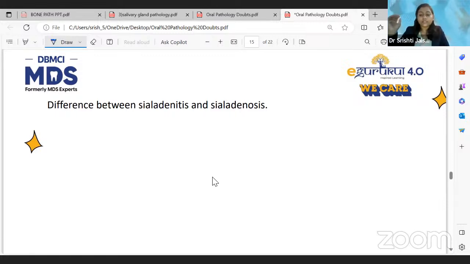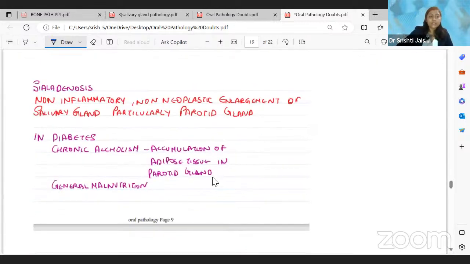Whenever there is a term ending in itis, it means inflammation of the salivary gland. While sialadenosis is a non-neoplastic, non-inflammatory pathology of a salivary gland. That means there is no inflammation of the salivary gland, while in sialadenitis, there is inflammation of the salivary gland. So, non-inflammatory, non-neoplastic enlargement of the salivary gland, particularly which gland? It is the parotid gland.